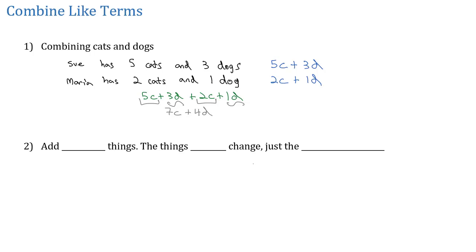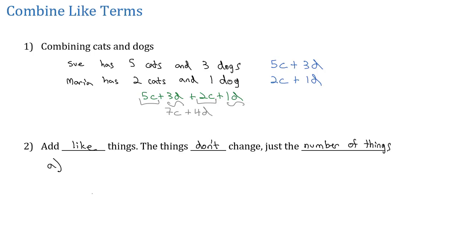And when we combine the things together, the things don't change, just the number of things. We don't have like 7 cat dogs or 7 cats squared. We just have 7 cats when we combine the 5 cats and the 2 cats. This is the idea of combining like terms. We add the like things, and the things don't change, just the number of things that change.